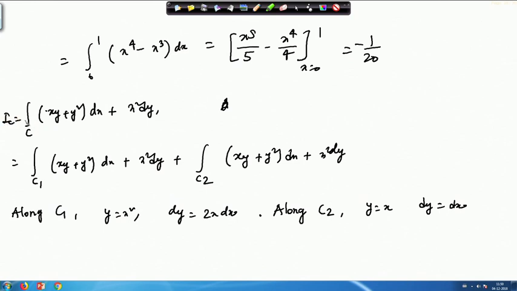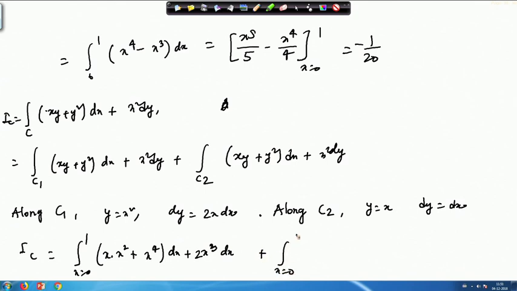So, let us call it I_C. So, I_C is basically the integral over C1, that means x is running from 0 to 1, xy is basically x squared plus x to the power 4 dx plus x squared times 2x cubed dx, plus the integral with x running from 0 to 1 along C2, where y is x. So, this is basically x squared plus x squared dx plus x squared dy. So, dy is basically dx. Now, we have to evaluate this integral where the limit is from 0 to 1.